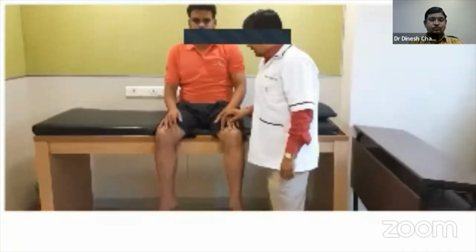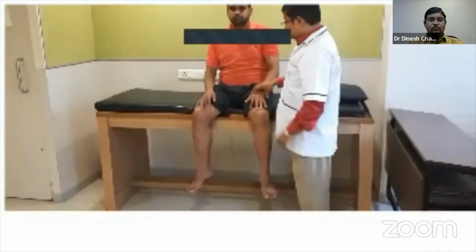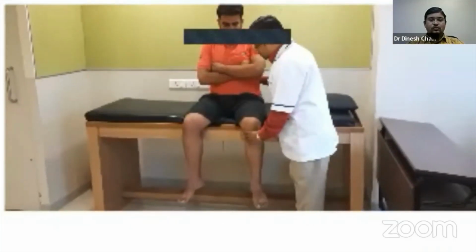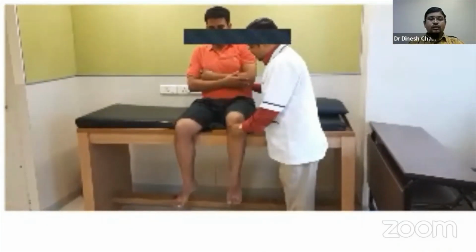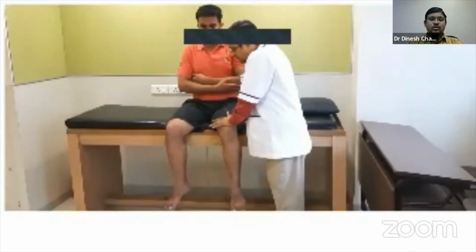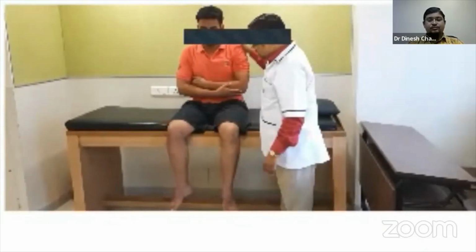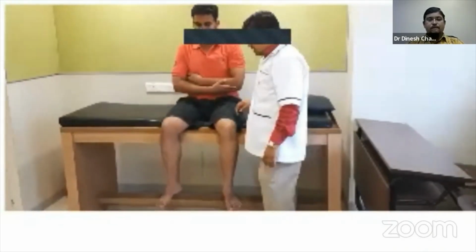Motor, lower limb key muscle. L2. L2 will be the myotome for hip flexor. So now hold like this. Now for L2, hip flexor muscle. Up. Grade 3. I'll apply resistance. Grade 4. Up. Grade 5. Okay. This was L2.